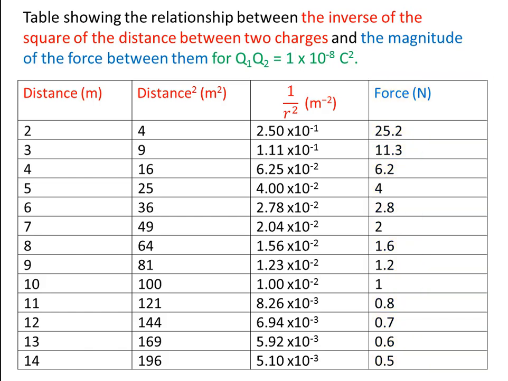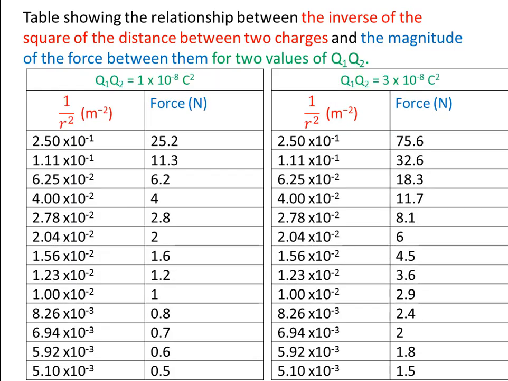So now we want to compare the trends that we found in the previous data with the trends that we find in this data. To help us with that, let's put the relevant parts of the tables next to one another. So we don't need the distance and the distance squared. We just want 1 over r squared in each case, because that's our independent variable, and force in each case. That's our dependent variable. So what do we notice?